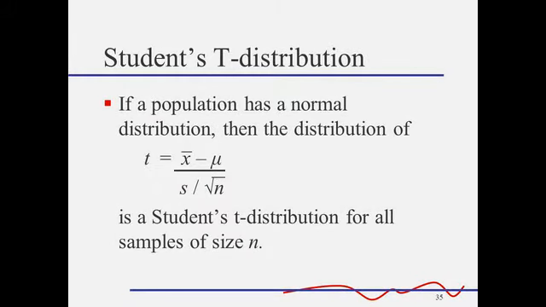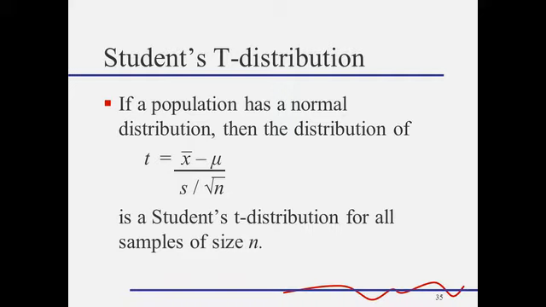William Gossett first published information about this distribution in 1908. Gossett worked at the Guinness Brewery in Dublin, Ireland, and worked with very small samples while testing raw ingredients. Guinness didn't want Gossett to publish the papers, intellectual property and all of that, so Gossett published under the pseudonym Student, and at first this distribution that he wrote about was called Student's distribution. Another famous statistician, Ronald Fisher, started using the letter T for this distribution, and it's now called Student's t-distribution, or sometimes just the t-distribution.